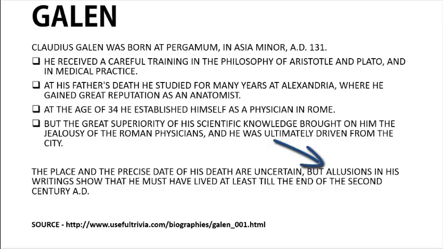allusions or illusions, take that A and you put an I there, you got the word illusions. And his writings show that he must have lived at least till the end of the 2nd century AD. So how can they determine from his writings that he lived, but yet they can't tell you what precise date nor what location he had supposedly had died? Now, I'm going to let you know that this is a lie here.